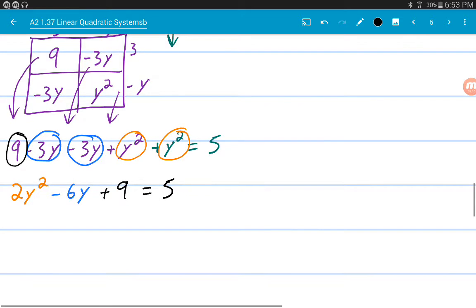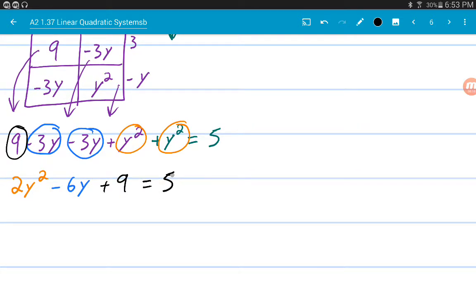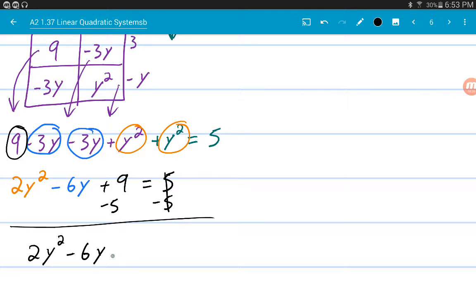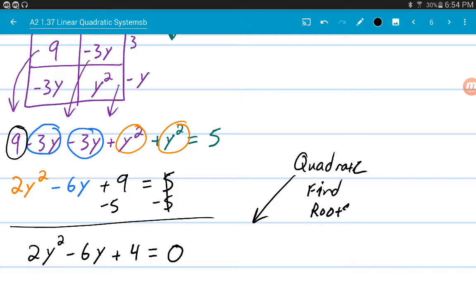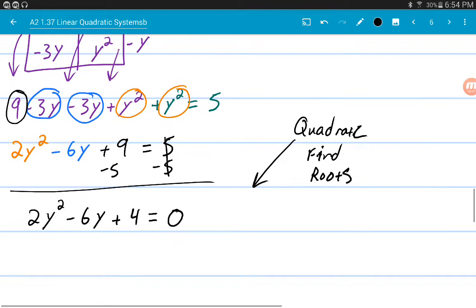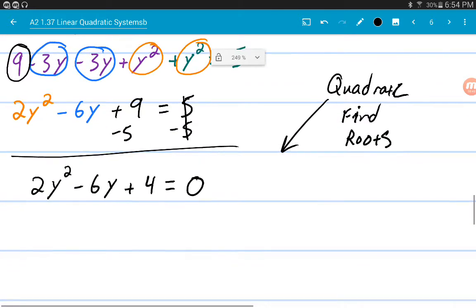Now this is looking pretty good, but it looks like a quadratic, meaning it needs to be equal to 0. So I'm going to have to subtract 5 from both sides. I get 2y squared minus 6y plus 4 equals 0. This is a quadratic, and what we're going to be doing is finding the roots. Now how can I simplify this? How can I factor this?